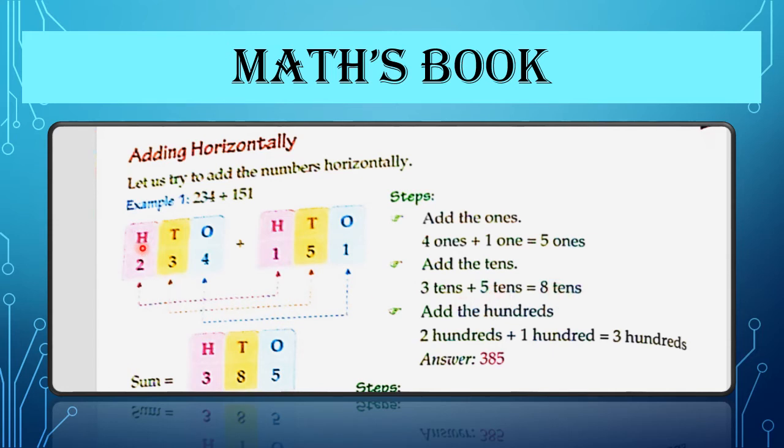Now the third step is add the hundreds place, that is 2 hundreds and 1 hundred will be added and you will get 3 hundreds. So the answer would be 385. That means you will write 385.